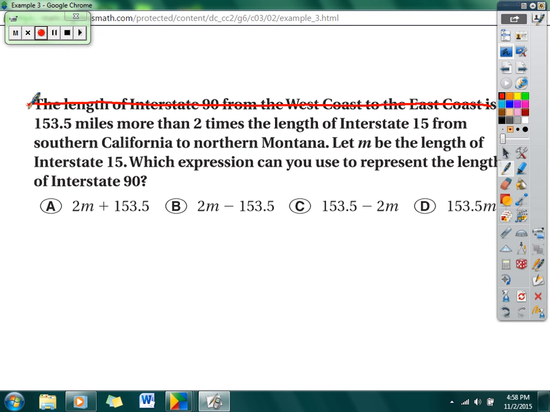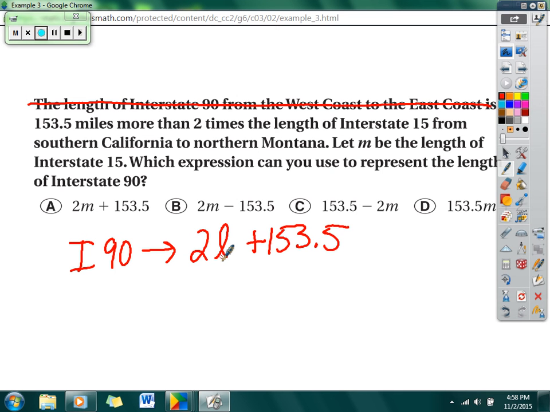So now let's look at what is the length of Interstate 90, so we can say I-90, is 153.5 miles more than, so more than meaning that it's going to be plus 153.5, more than 2 times the length of Interstate 15. So it's going to be 2 times the length of Interstate 15 plus 153.5 is going to be Interstate 90.